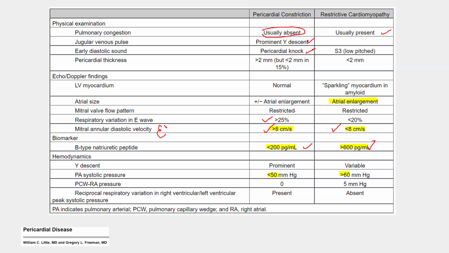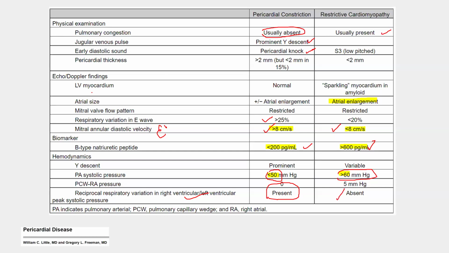The pulmonary artery systolic pressure is expected to be higher in restrictive than in constrictive. And one important sign also here, the equalization of the diastolic pressure between the two chambers, right and left, okay, is present in the pericardial constriction more than in restrictive cardiomyopathy.